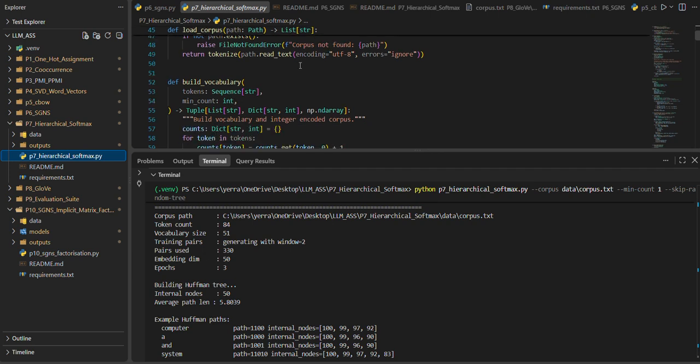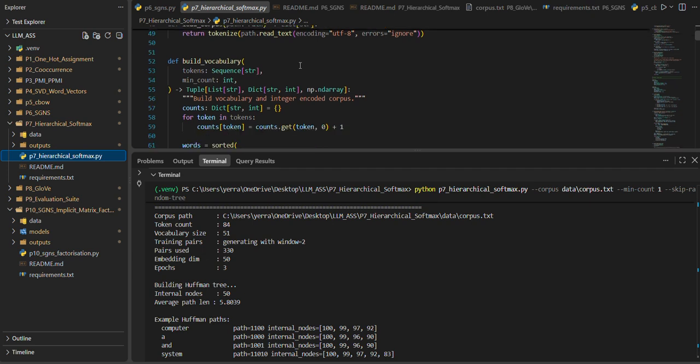Hierarchical softmax. Instead of calculating probabilities for every word in the vocabulary, hierarchical softmax calculates the probability by multiplying the binary decisions along the word's tree path. This changes the computational complexity from approximately big O of V for full softmax to approximately big O of log V for a balanced or Huffman style tree.